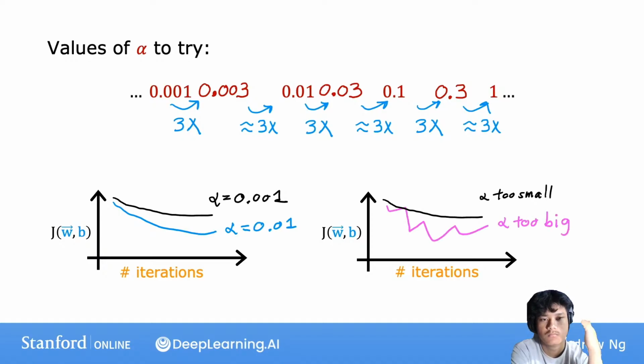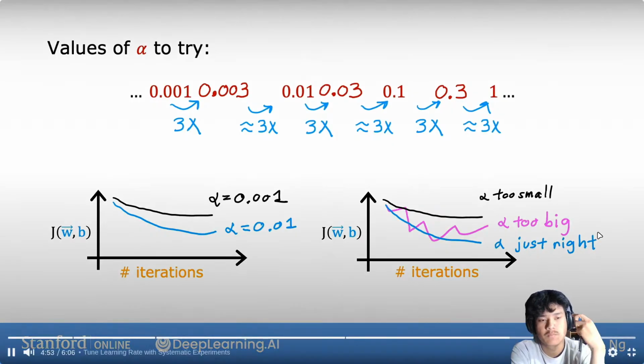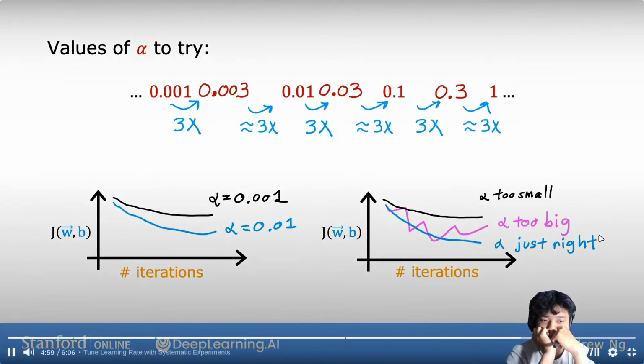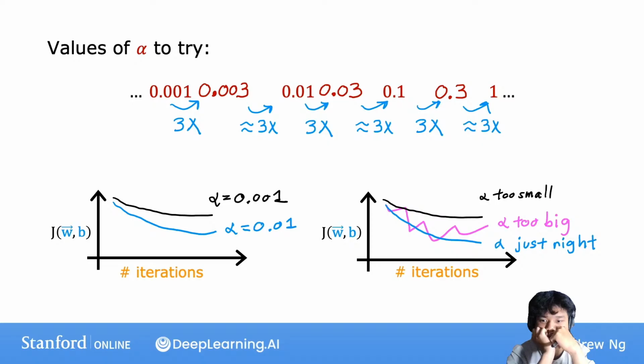And I'll slowly try to pick the largest possible learning rate, or just something slightly smaller than the largest reasonable value that I found. And when I do that, it usually gives me a good learning rate for my model. So I hope this technique too will be useful for you to choose a good learning rate for your implementation of gradient descent.